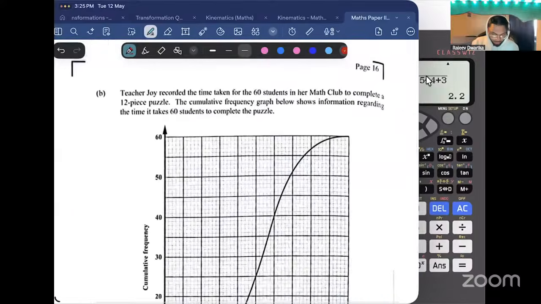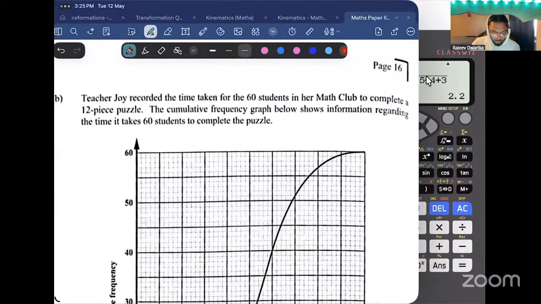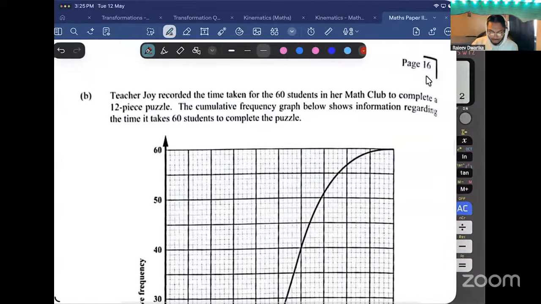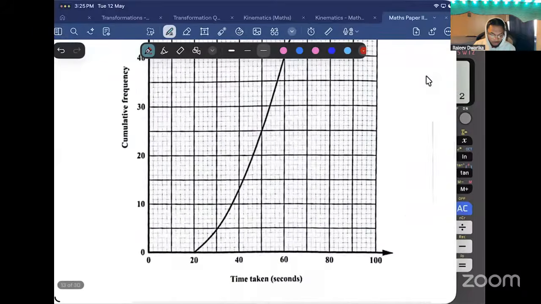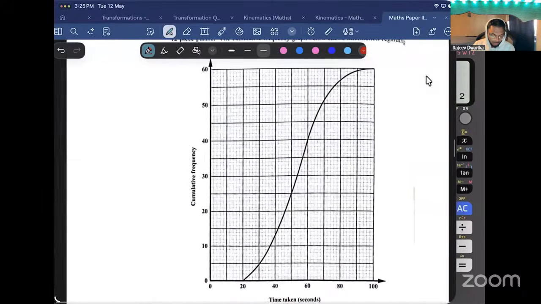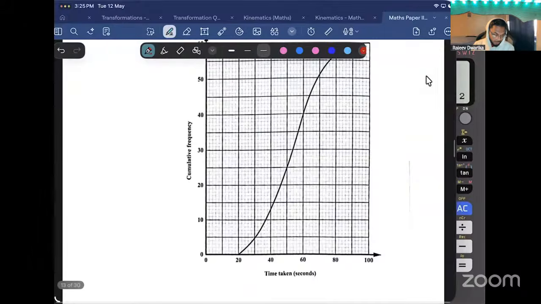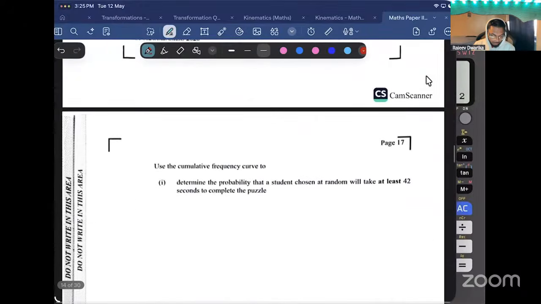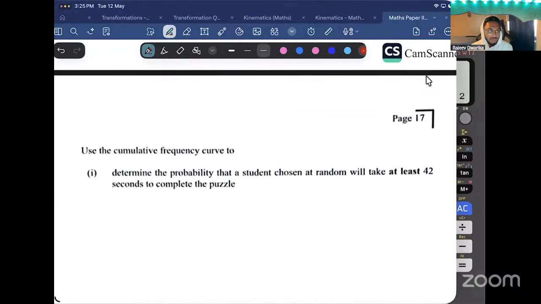Teacher Joy recorded the time taken for 60 students in a math club to complete a 12-piece puzzle. The cumulative frequency graph below shows information regarding the time it takes 60 students to complete the puzzle. So we have cumulative frequency on the y-axis and time taken on the x-axis. Use the cumulative frequency curve to determine the probability that a student chosen at random will take at least 42 seconds to complete the puzzle.